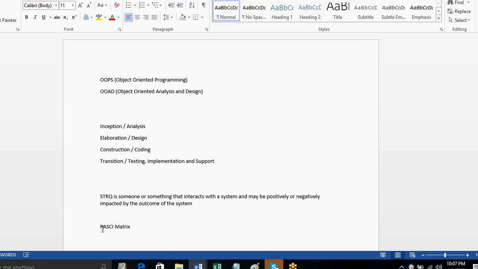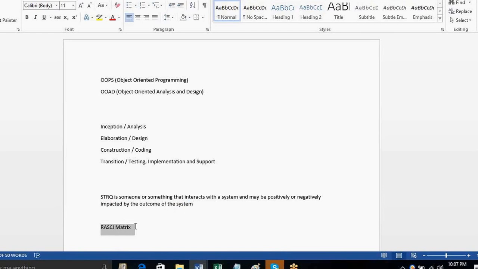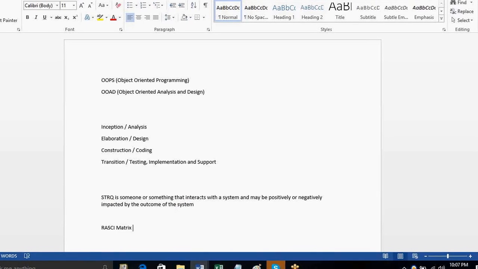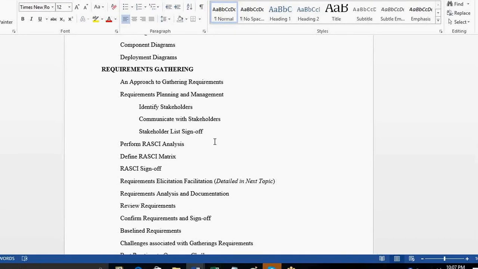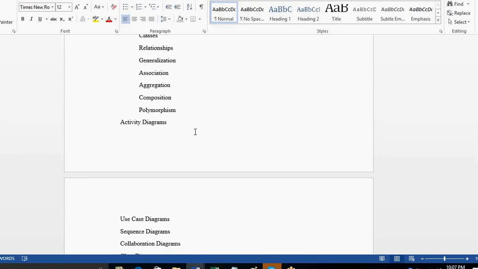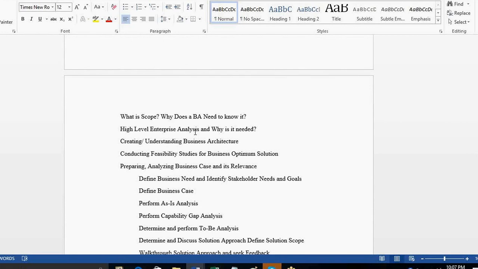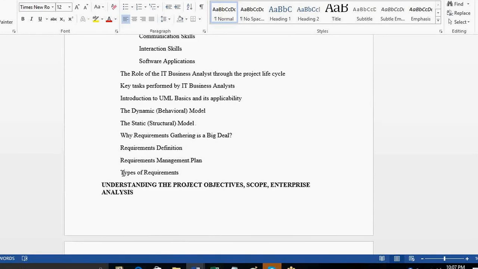So you need to identify each stakeholder who is responsible, who is accountable, who is supportive, who is consulted, and who is informed. So these are the types of stakeholders in your RACI matrix. We'll talk about that in detail in the next class. Okay, so we'll stop with that here and move on to types of requirements.